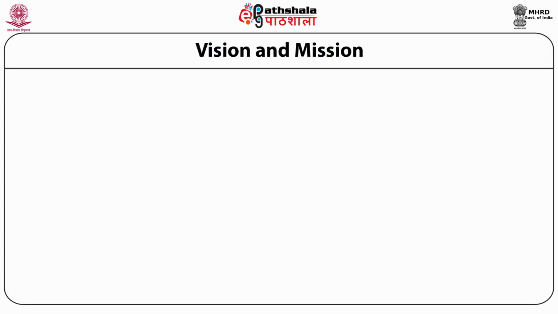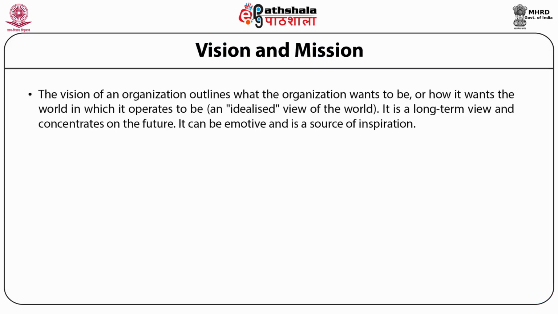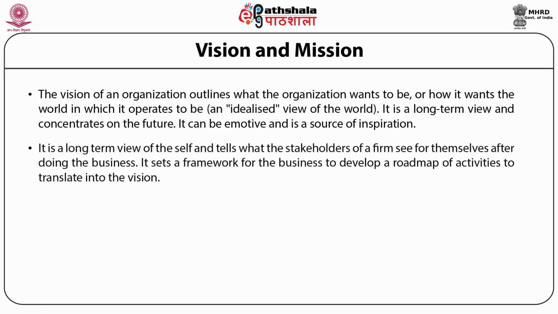Vision and mission. The vision of an organization outlines what the organization wants to be or how it wants the world in which it operates to be. That is, an idealized view of the world. It is a long-term view and concentrates on the future. It can be emotive and is a source of inspiration. It is a long-term view of the self and tells what the stakeholders of a firm see for themselves after doing the business.